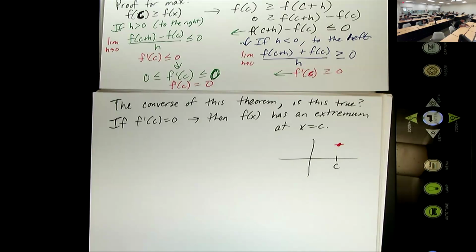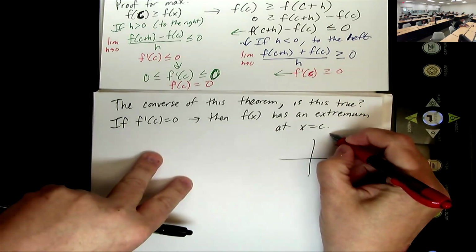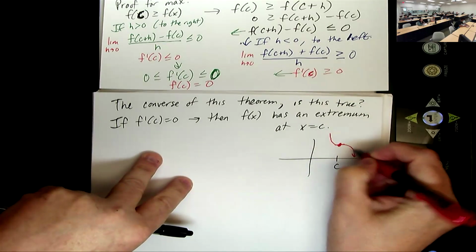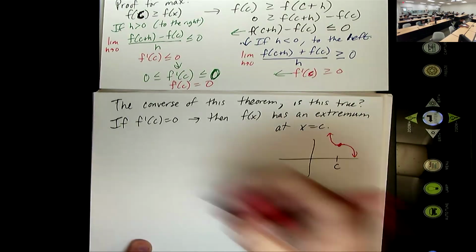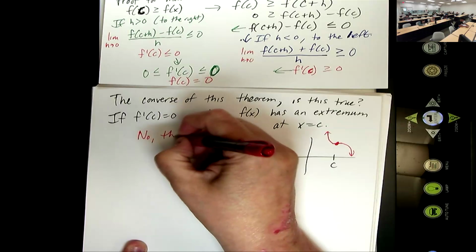Do I have to have a relative max or a relative min there? No, why not? In the last example, we had a slope of 0, but it wasn't an extremum. The last example was perfect, we had a slope of 0 and it wasn't a max or min. So no, the converse is not true.